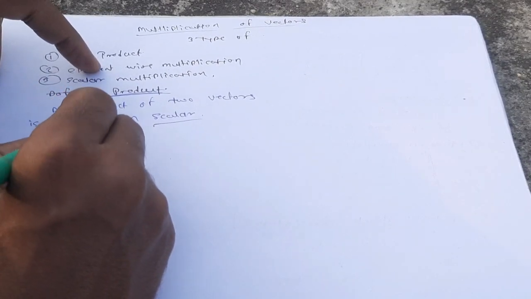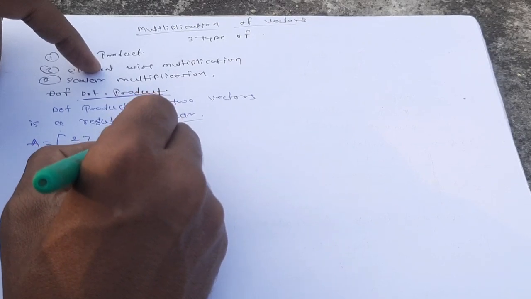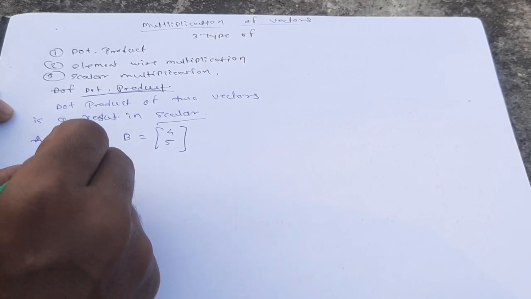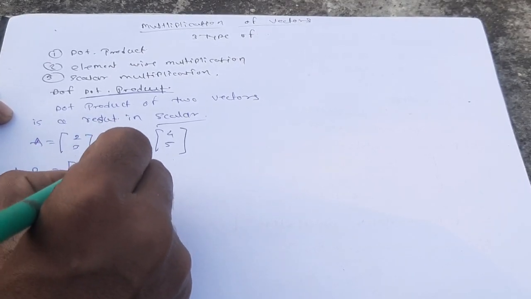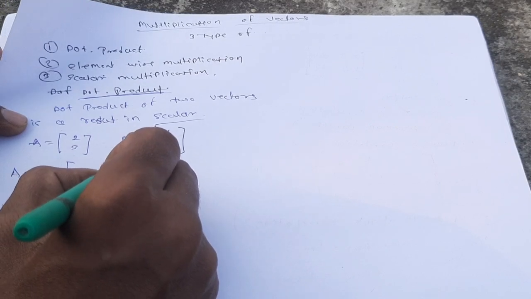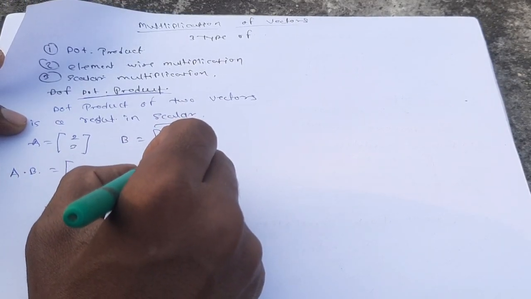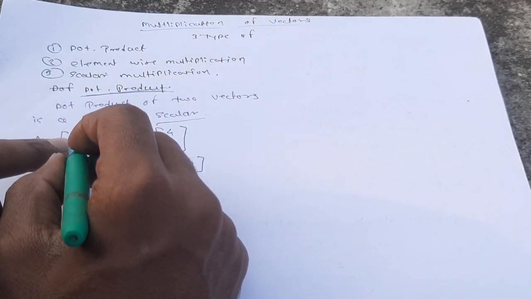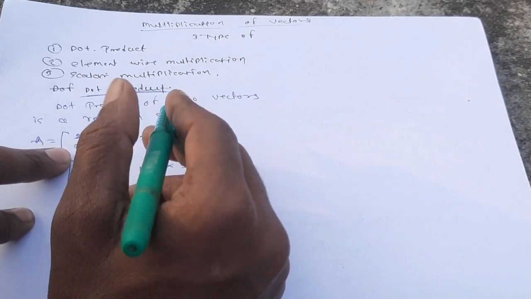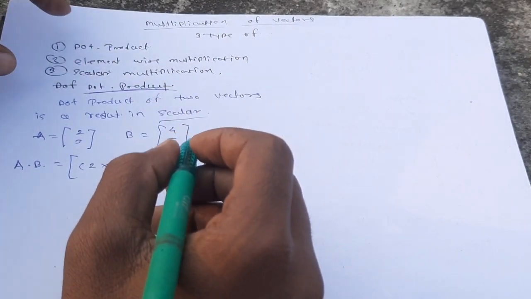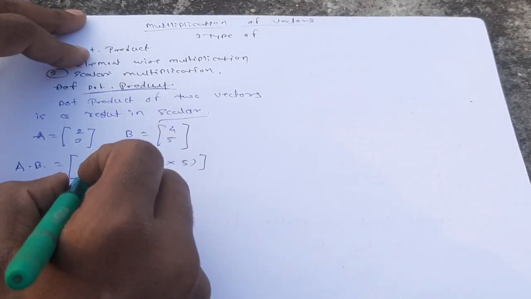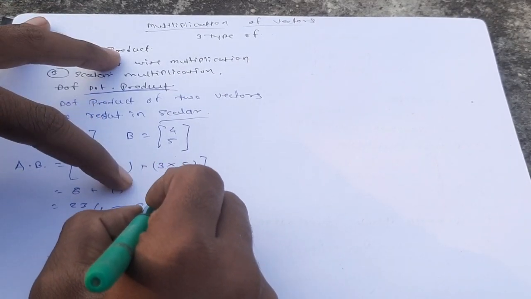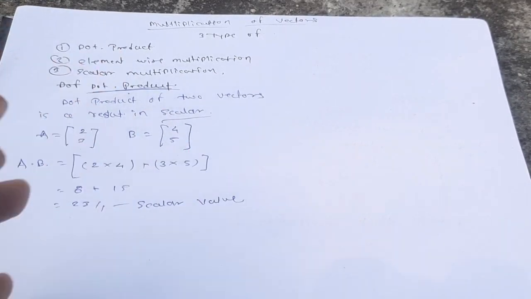The first vector A is 2 and 3. B is equal to 4 and 5. So the dot product of the two vectors is 2 into 4 plus 3 into 5. The x-axis is multiplied with the x-axis and y with y, just like that, then we sum both. That is 8 plus 15, which is 23. This is a scalar value.